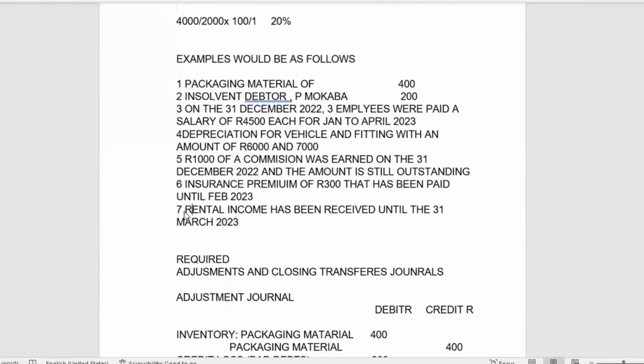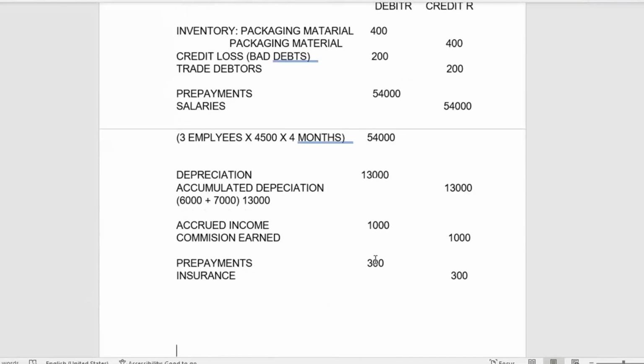All right, rental income has been, I think I made a mistake here. So up until February, it's for 2 months. So you must just say 300 multiplied by 2 to give you 600. My apologies. So showing your figure here, it will be 300, and then you multiply this by 2. Jan to Feb 2023. Okay, let's have a look at the last one.